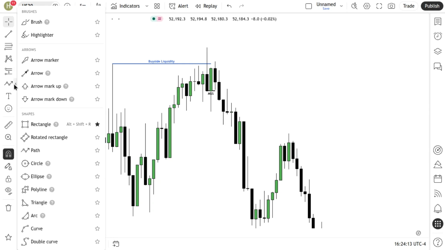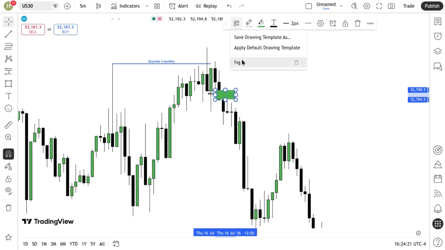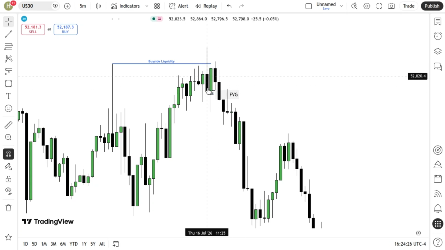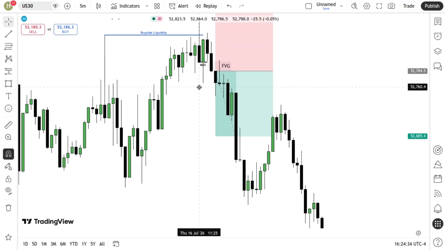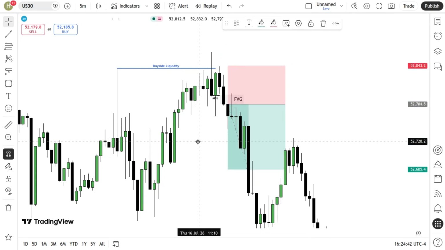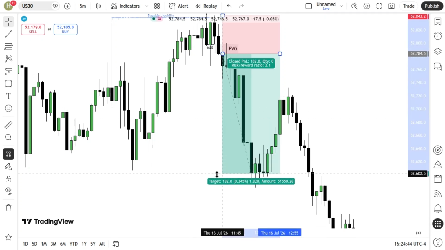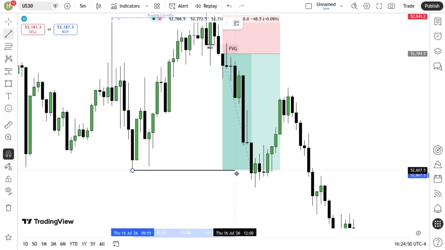And it's also a valid market structure shift because we also have a fair value gap right here. So this is actually a really good example of market structure shift, change in the state of delivery, and a fair value gap all playing out at the same time. So you could have entered in this gap, or you could have entered on the close of this black candle. You could have put your stop loss a little bit higher, and you could have targeted potentially these lows, which are sell side liquidity.